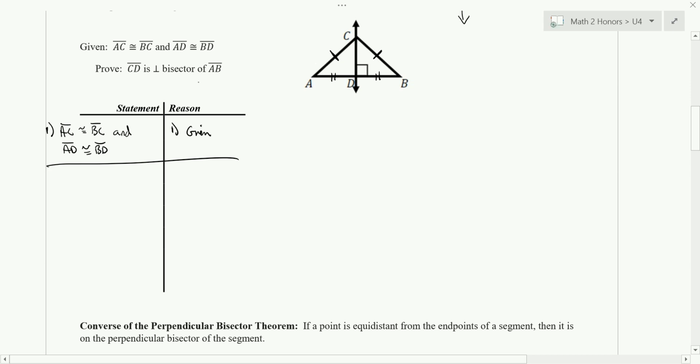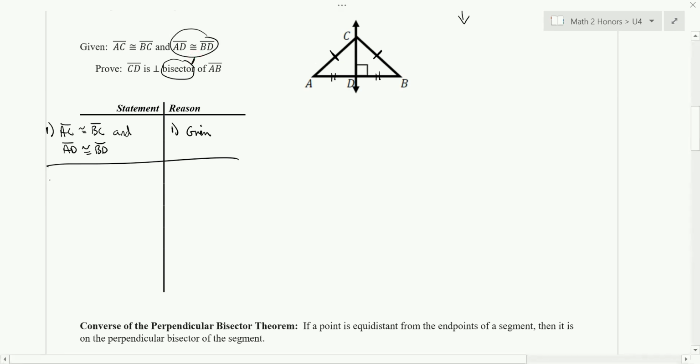When you're trying to prove something is a perpendicular bisector, you actually have to show two things: that it's perpendicular and that it's a bisector. We already have half of that. What do we have already? We have the bisector part. And that's coming from this right here, right? So we're done with the bisector part. The perpendicular part is the part we need.